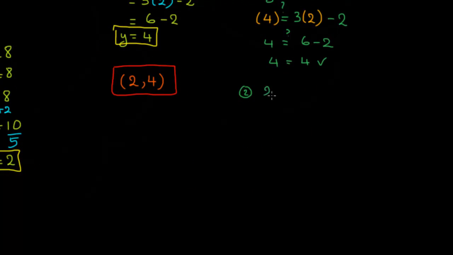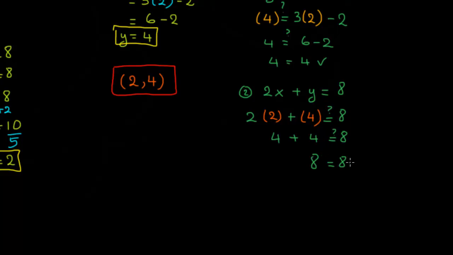We also need to check it in the second equation. So we have 2x plus y equals 8. I'm going to do the same thing, replace x by 2 and y by 4. So we have 2 times 2 plus 4 equals 8. Are they equal to each other? Let's find out. 4 plus 4 gives me 8, and 8 equals 8. And yes, (2, 4) is the answer to this system of linear equations.